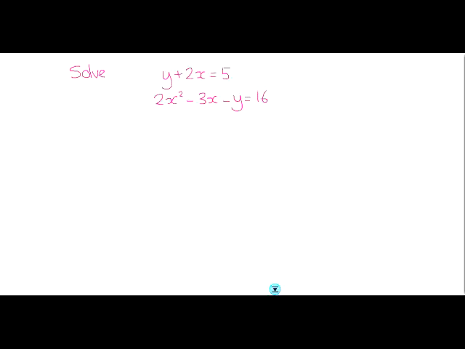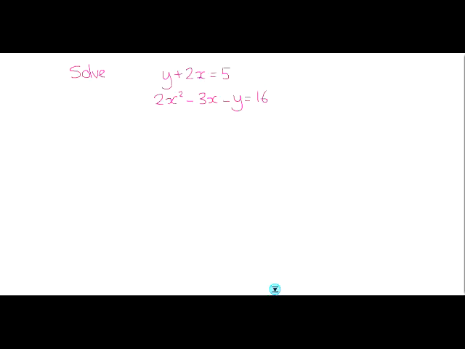Hi there guys, today we're going to have a look at solving simultaneous equations and then we're going to combine this knowledge with some inequalities. Okay, so because this is a quadratic and we have two equations, we know it's going to be simultaneous and the quadratic element says we need to be substituting something in.